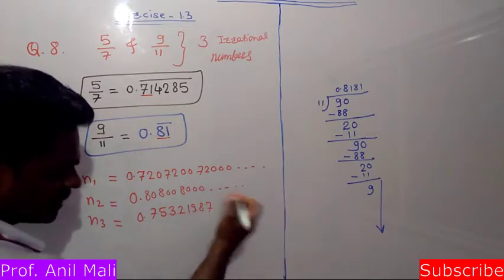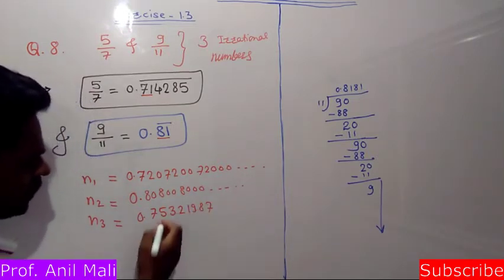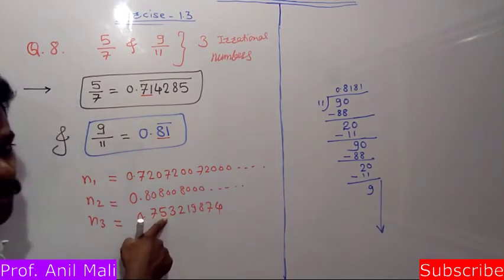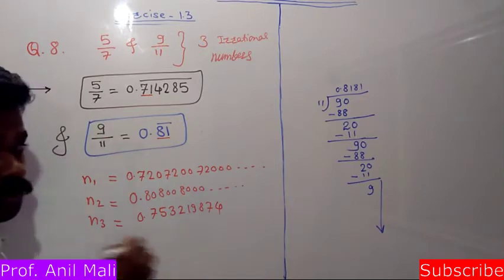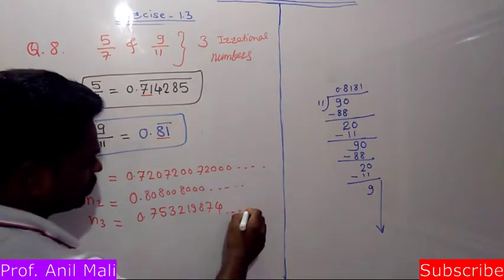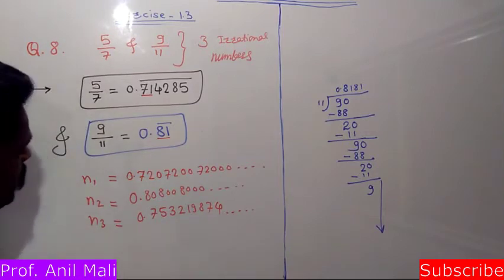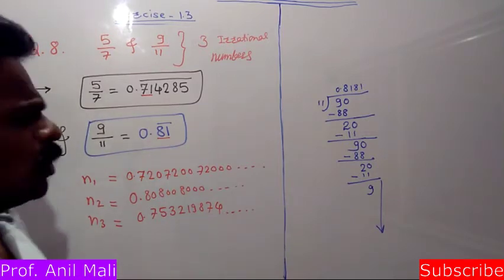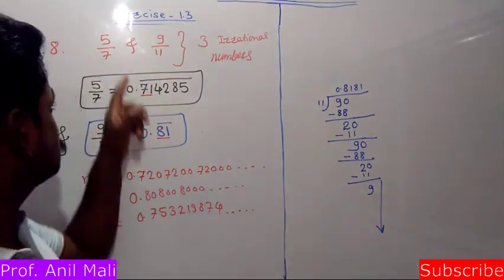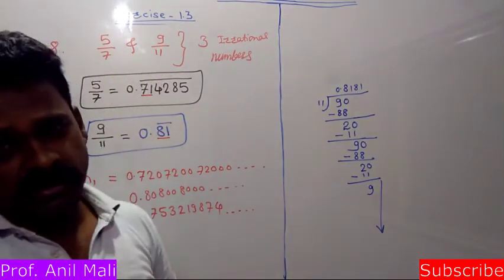7532198. So after 7 we will use another number, suppose 4. Now here after 7 was 5 and here after 7 is 4, so it is not going to repeat. And in this way you can continue. So that is your third irrational number. So you can write infinite irrational numbers in between these two rational numbers.